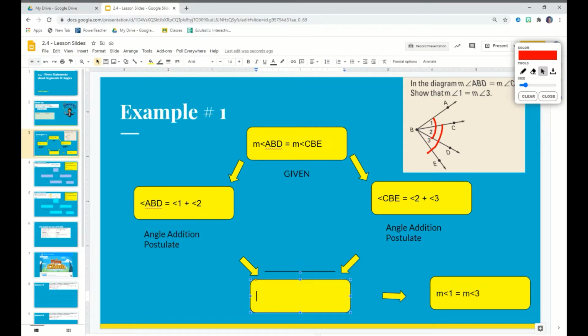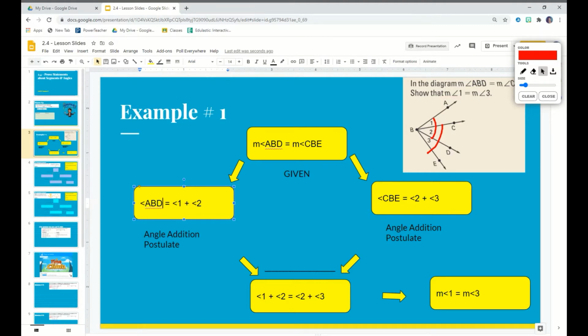And now, if you look at both of these statements here, I'm given that they're both equal to each other. So then I can conclude that since ABD and CBE are equal to each other, I can do something like this. Angle 1 plus angle 2 is equal to angle 2 plus angle 3.